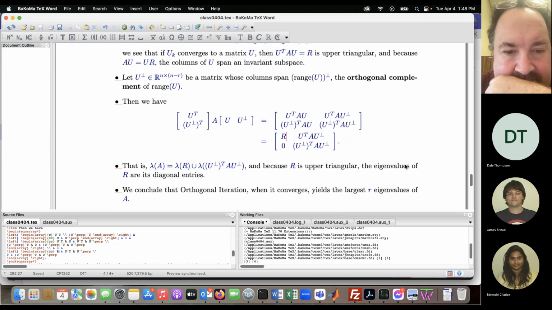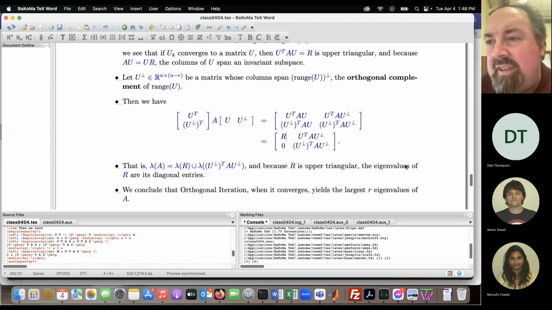Okay. So suppose you had a situation of A being a real matrix, and maybe its largest eigenvalues occur in a complex conjugate pair. So a power method would fail in that case. What you could do is try orthogonal iteration with little r equal to 2, and you can snap up both eigenvalues.